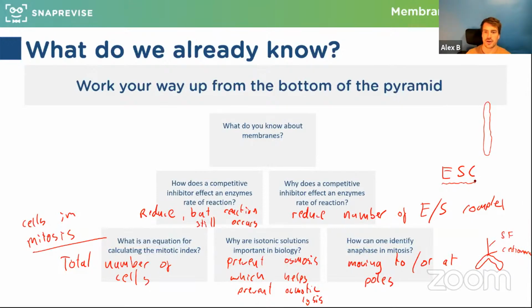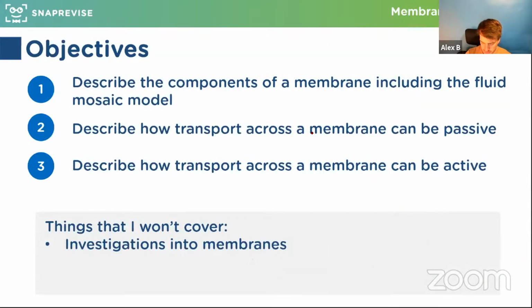Cool. So you clearly know at least the basics of the topic. Let's go through and see how much we can remember. The objectives of this lesson are to describe the components of a membrane and look at the fluid mosaic model. Then we're going to look at transport across membranes, which is split into passive transport and active transport. One uses energy and one isn't. We'll look at both of those later, and see how much we can get through in the session.